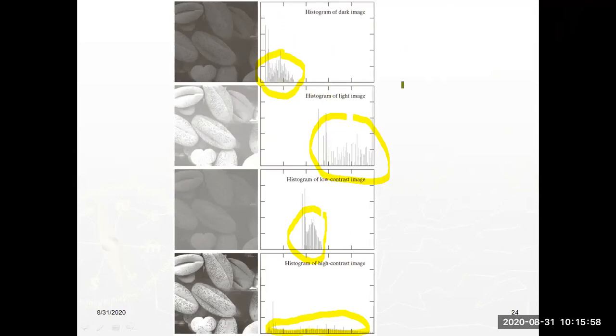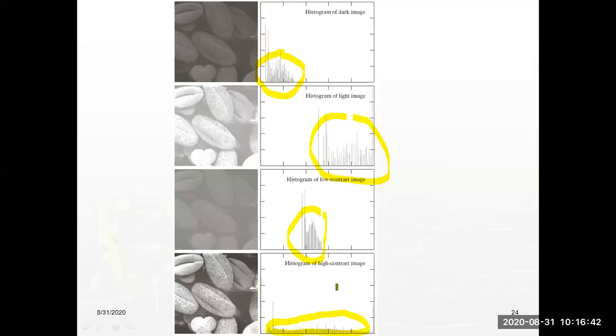So it is 0 to L minus 1 horizontally, and similarly 0 to L minus 1 vertically. Depending upon your image, the histogram is located either at the left, right, middle, or over the entire scale. If the histogram is located at the left, it is called the histogram of a dark image. If it is located at the right, it is the histogram of a light image. If it is located at the middle of the scale, it is the histogram of a low contrast image. And if it is spreading over the scale, it is the histogram of a high contrast image.